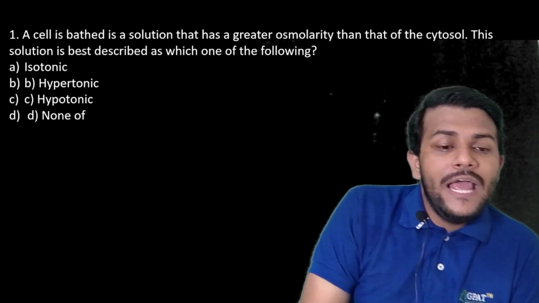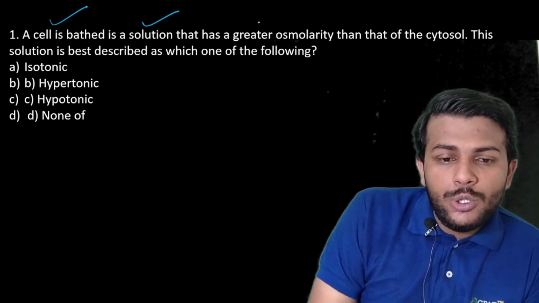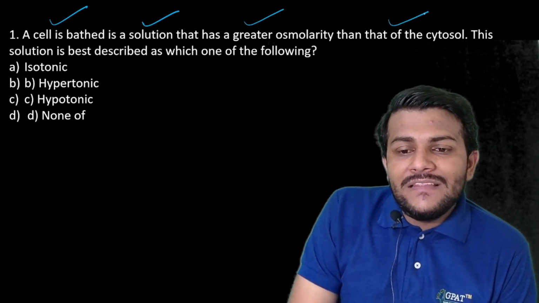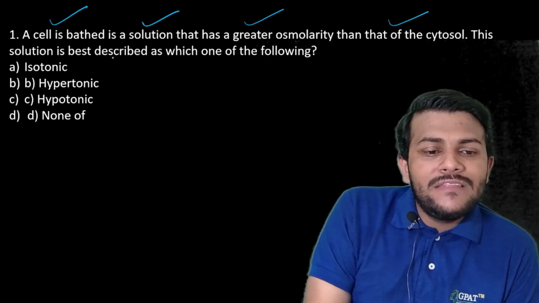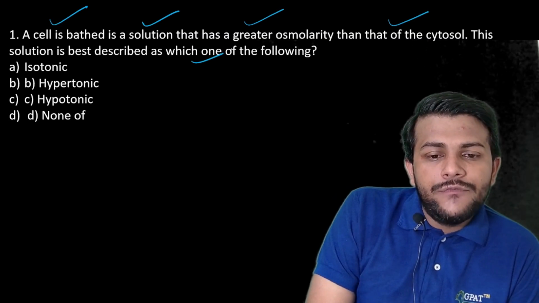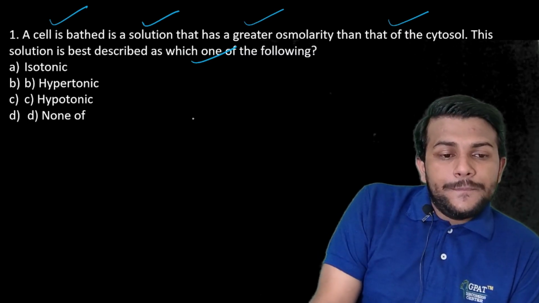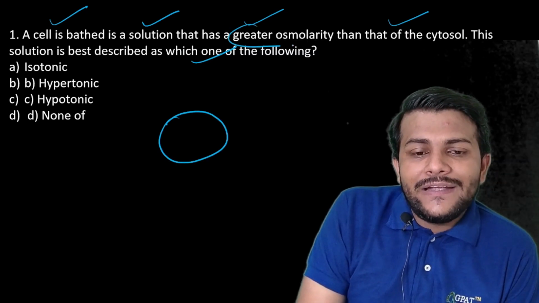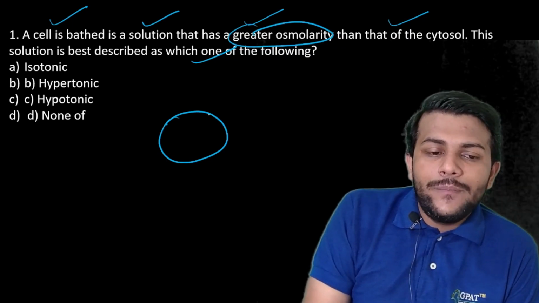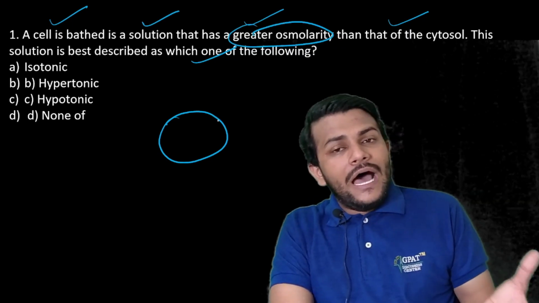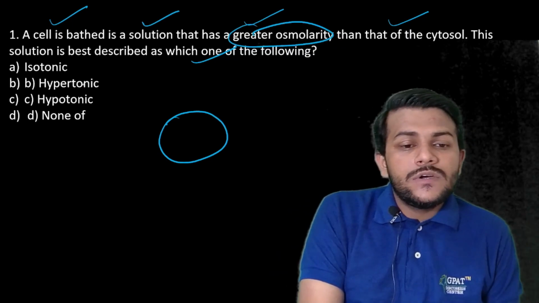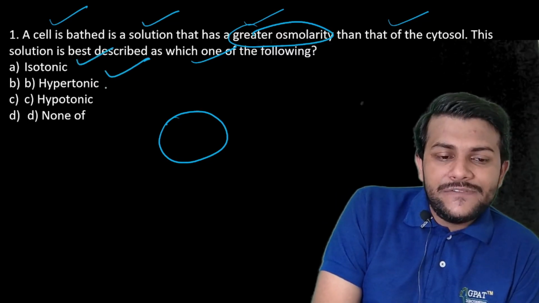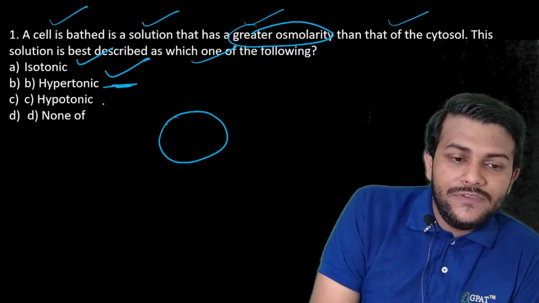So first question: a cell is bathed in a solution that has a greater osmolarity than the cytosol. This solution is best described in which of the following ways? The cell bath has a higher osmolarity than the cytosol, which means its concentration is higher than the cytosol. So is it describing isotonicity? No.